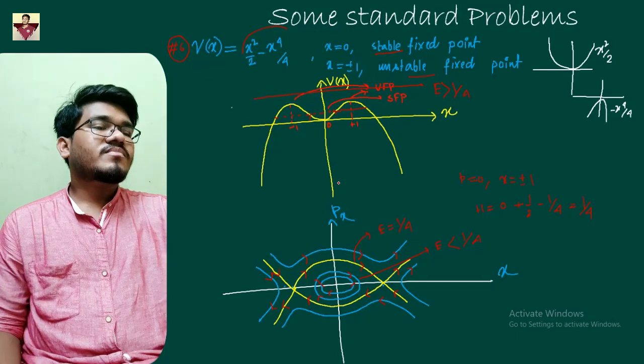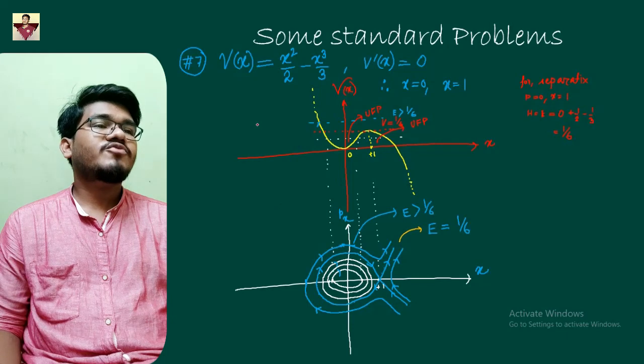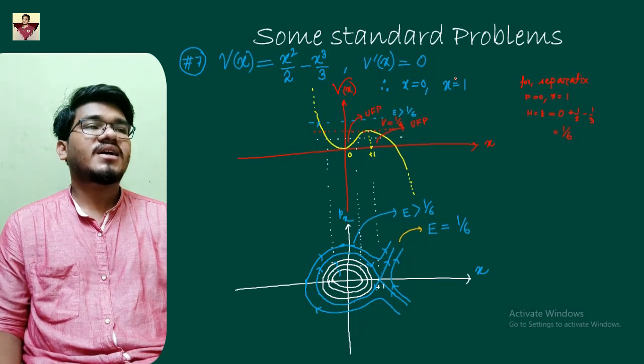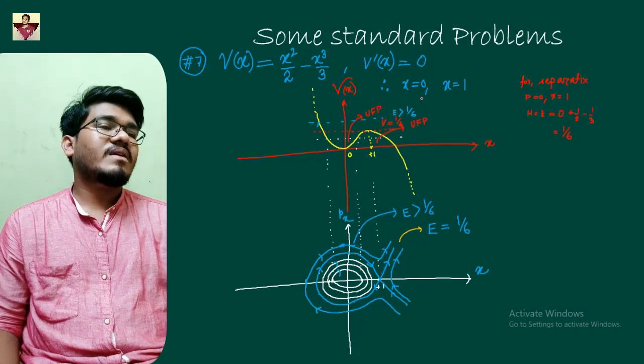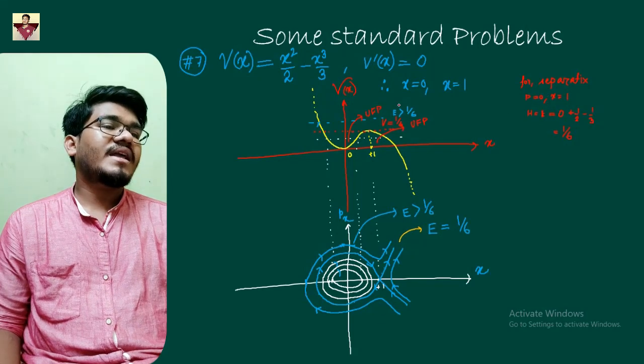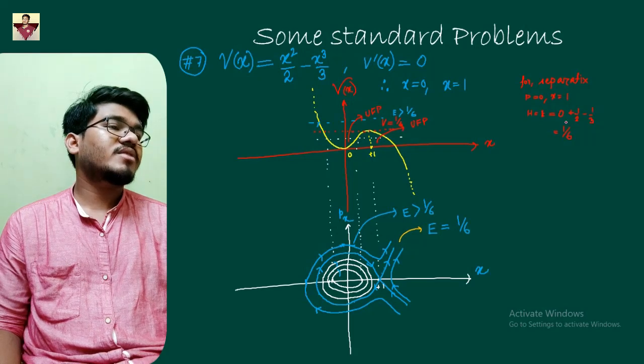Now I am moving to more examples. So it is the x square by 2 minus x cube by 3 graph. If you put V dash x equal to 0, then you will get x equal to 0 and x equal to 1 as the minimum and maximum points. So x equal to 0 here is the minimum point and x equal to 1 is the maximum point. And for the separatrix, the energy will be found by putting p equal to 0 in the Hamiltonian. The separatrix will be around the unstable fixed point, that is x equal to plus 1. That is why I am putting plus 1 in the expression of V(x). So I have put plus 1 in the Hamiltonian, and it will be 1 by 6, right?